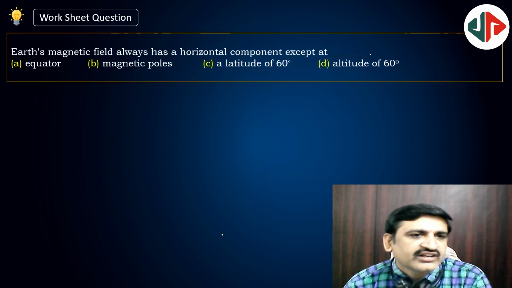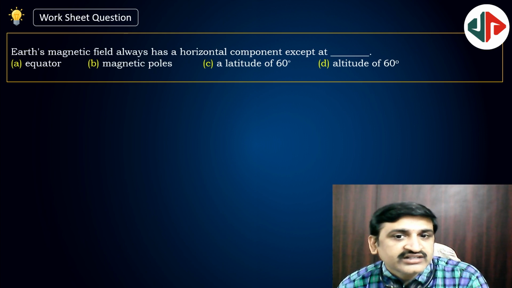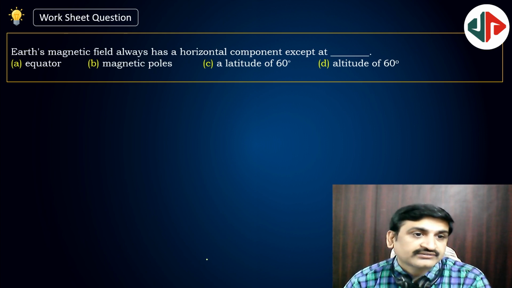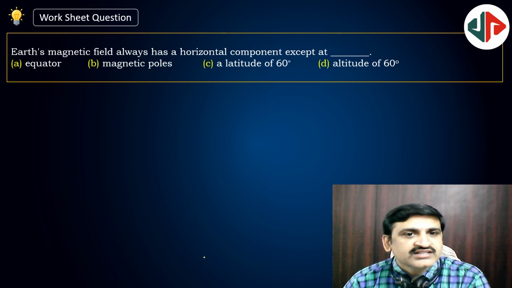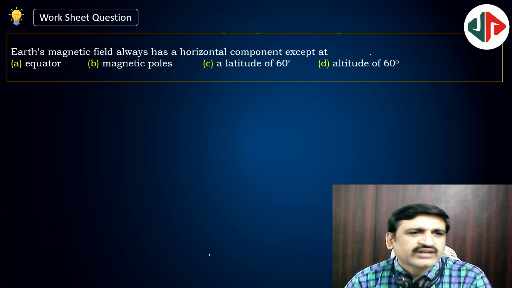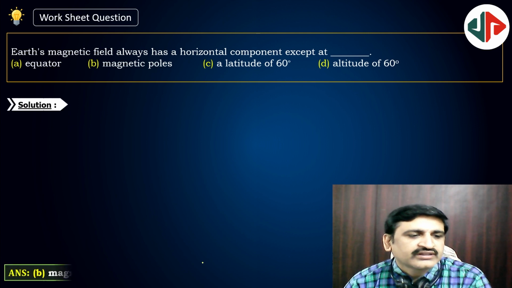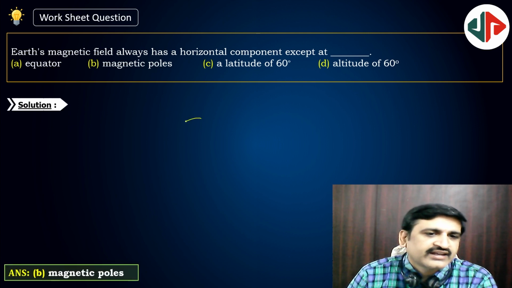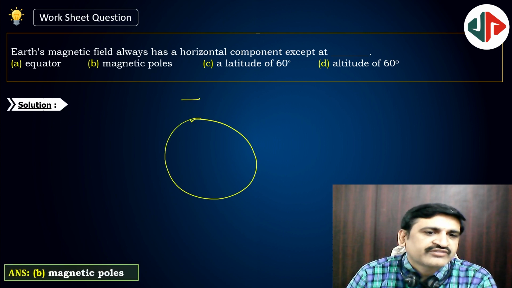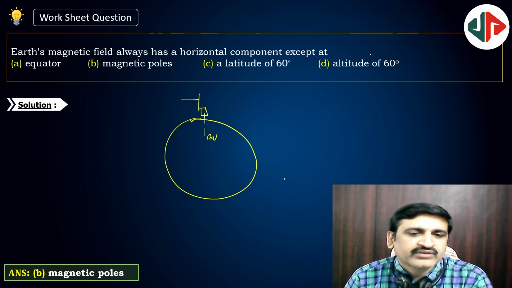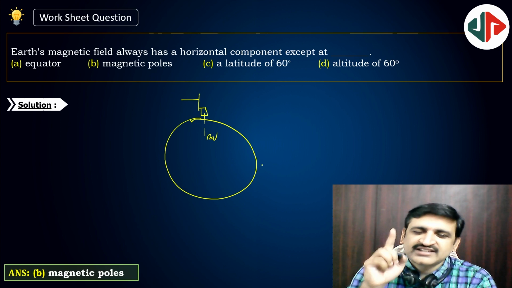Next, Earth's magnetic field always has a horizontal component except at poles. At poles, no horizontal component. Poles means magnetic poles. See, at magnetic poles, if you suspend a magnet, then it stands vertical, so automatically it will have only vertical component, no horizontal component. At the equator, it will have only horizontal component, you are right.